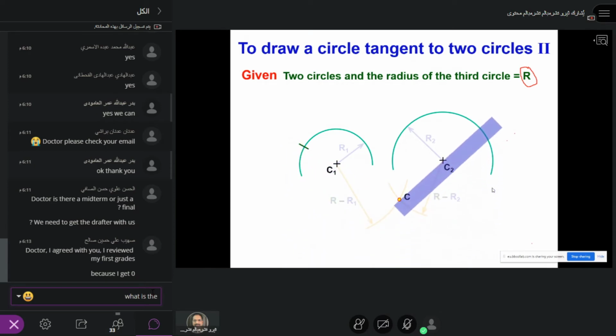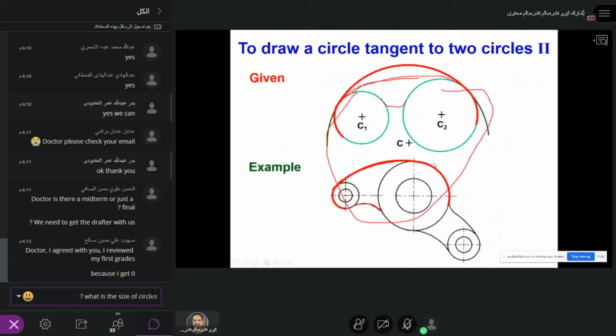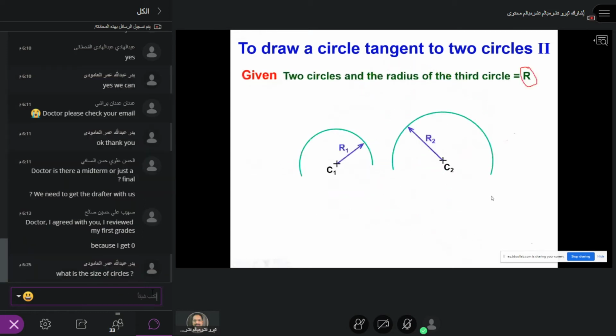These two, and then take C as the center, and R as the radius. So you can make this one. This is this point, this one. We have just learned this part. This part we already learned from the first exercise. Clear?